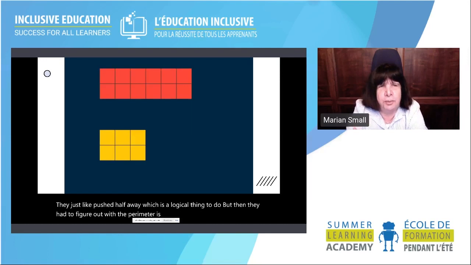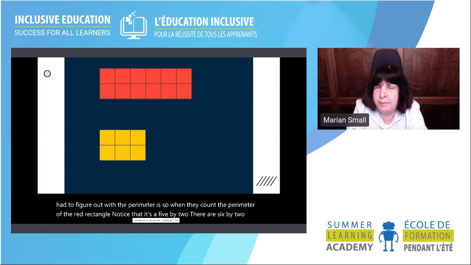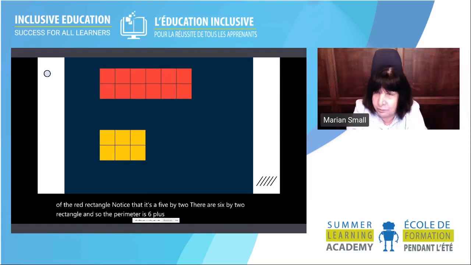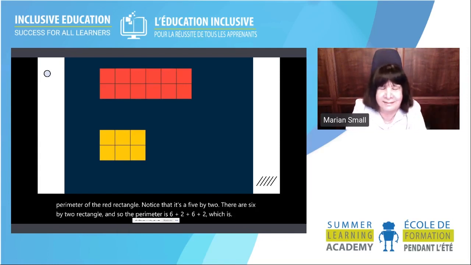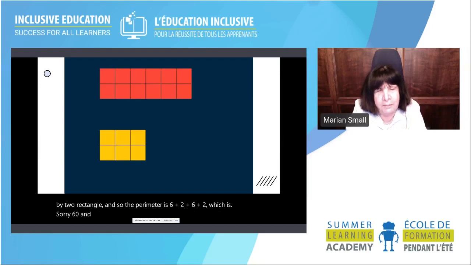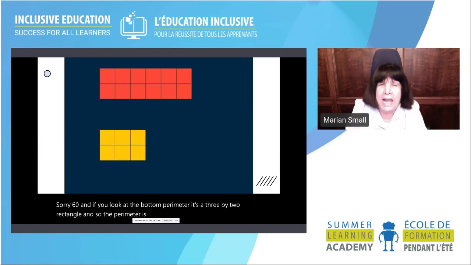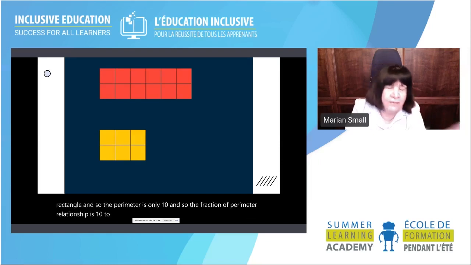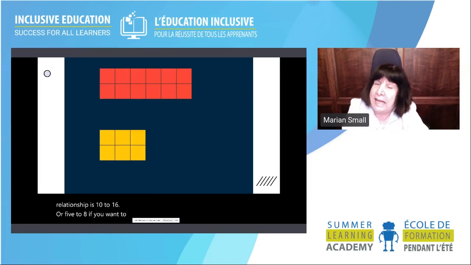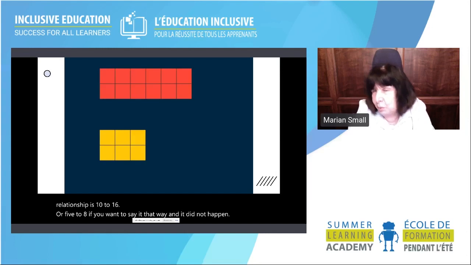So when they count the perimeter of the red rectangle, notice that it's a 6 by 2 rectangle. And so the perimeter is 6 plus 2 plus 6 plus 2, which is 16. And if you look at the bottom perimeter, it's a 3 by 2 rectangle. And so the perimeter is only 10. And so the fraction of perimeter relationship is 10 to 16, or 5 to 8, if you want to say it that way. And it's not half. In fact, it's more than half.